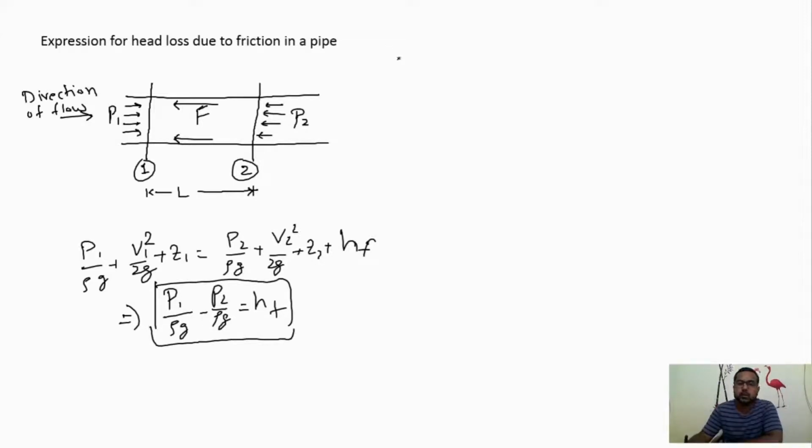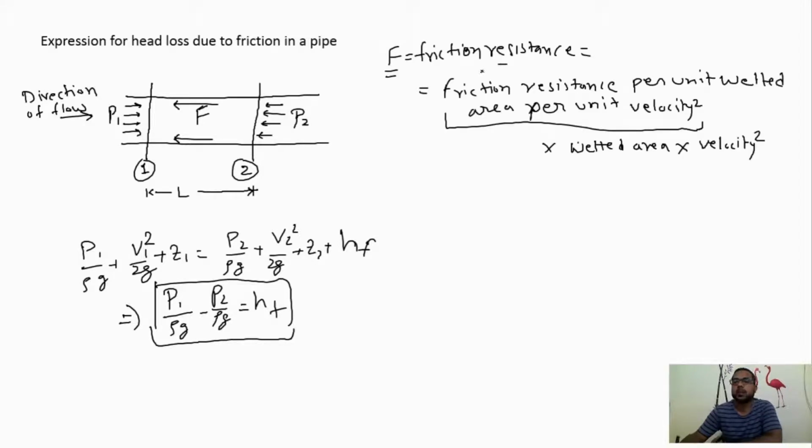Now here, through experiment, Reynolds showed that the friction resistance, which is nothing but a force, is equal to the friction resistance per unit wetted area per unit square of velocity, that is a constant term, into the wetted area into velocity square. So this is the total friction force.